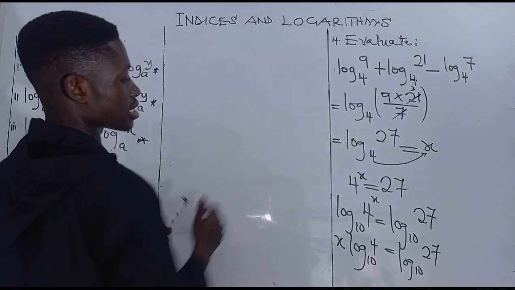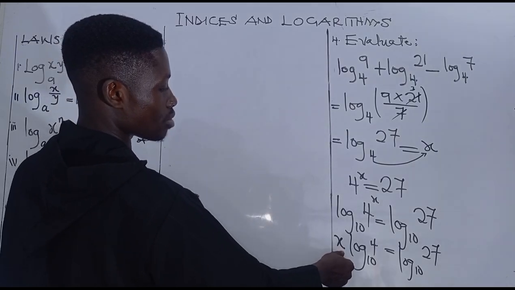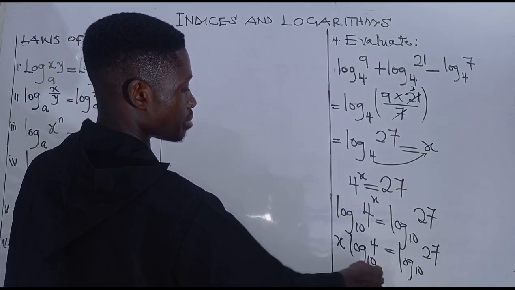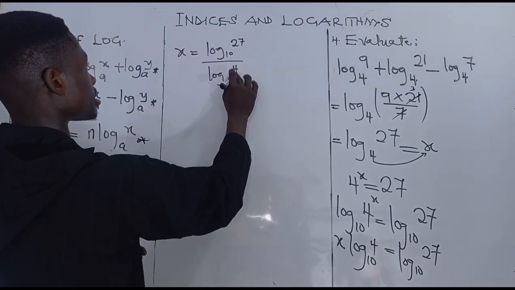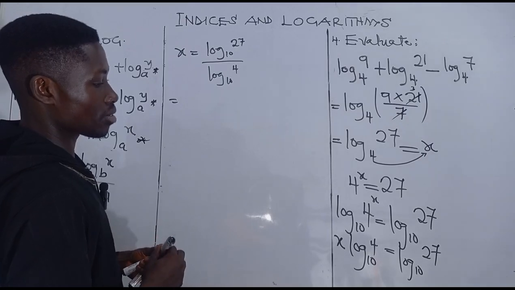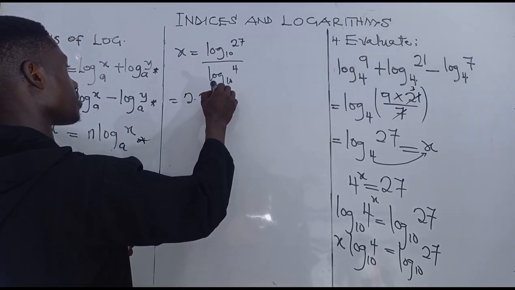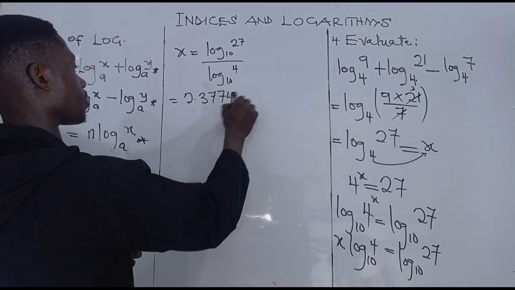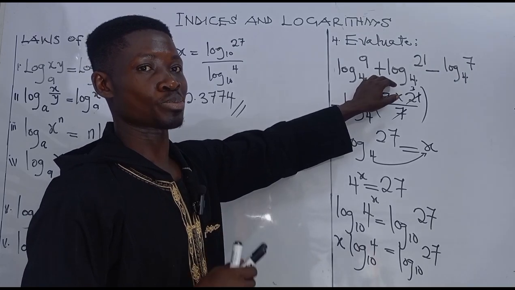So let's continue from this side. Now we are interested in finding the value for x. So let's divide both sides by log of 4 to the base of 10. Now when you put this on your calculator, you are going to get 2.3774, and that is the value for this logarithmic expression.